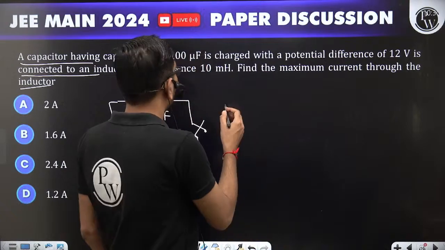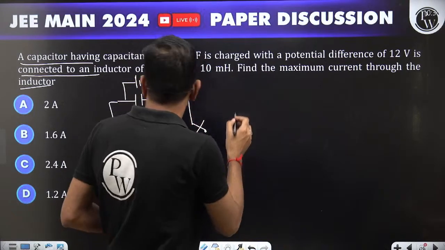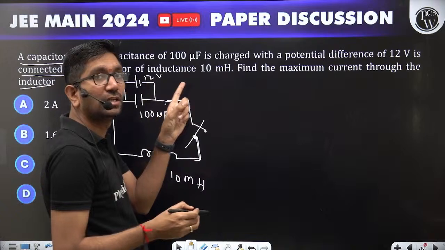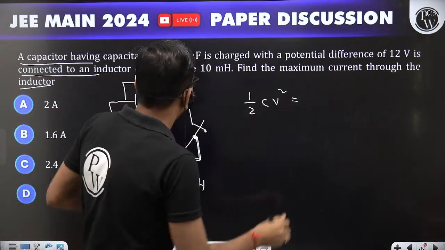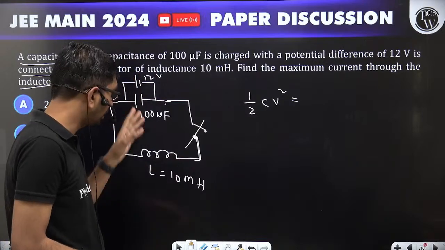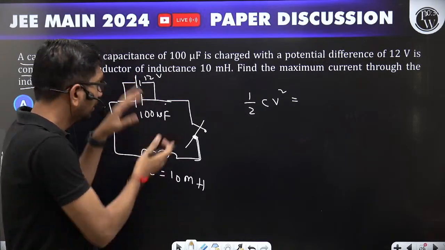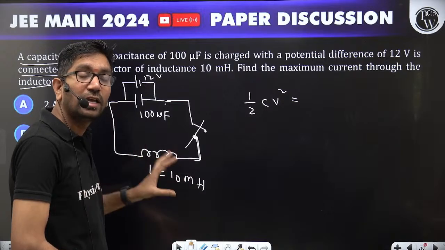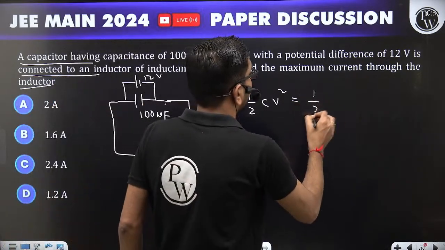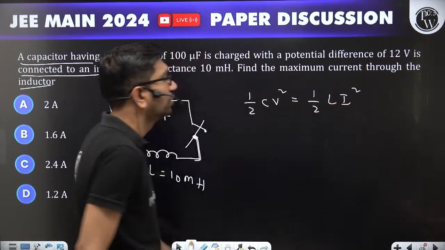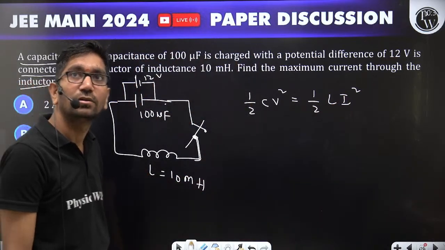Correct. So what is the energy stored in a capacitor? A capacitor value and a voltage value are given. Use half CV square as the energy stored. This energy present here will be transferred to the inductor. Then what is the energy stored here? Half L I square. So you have to find the I value.